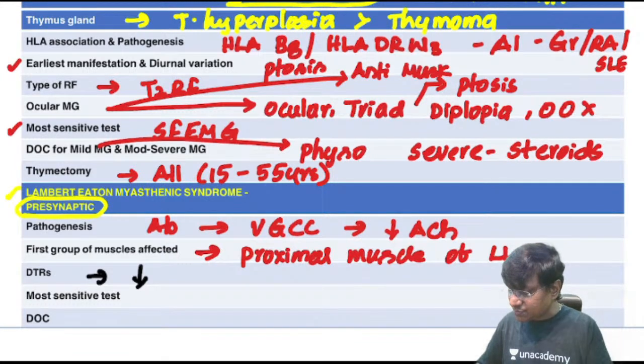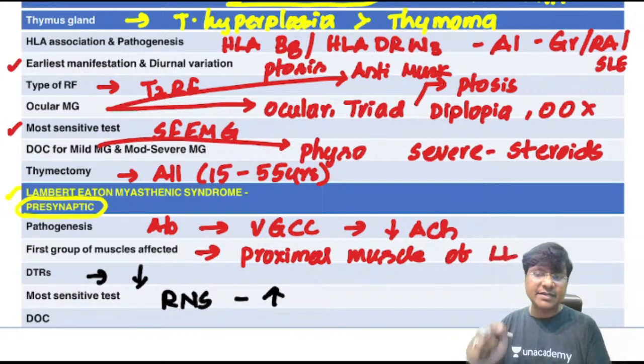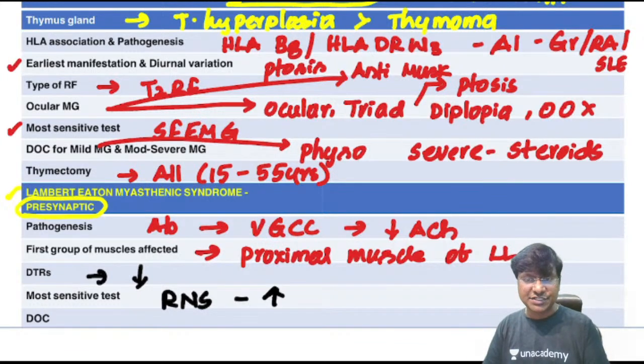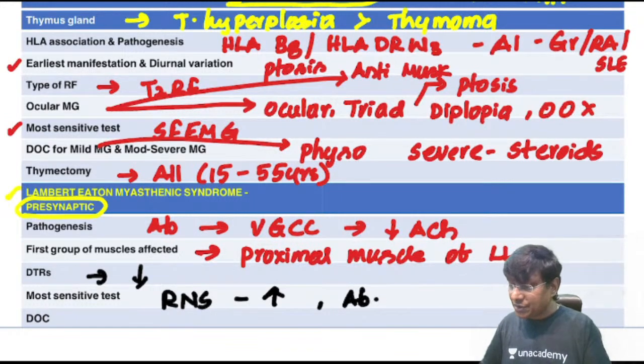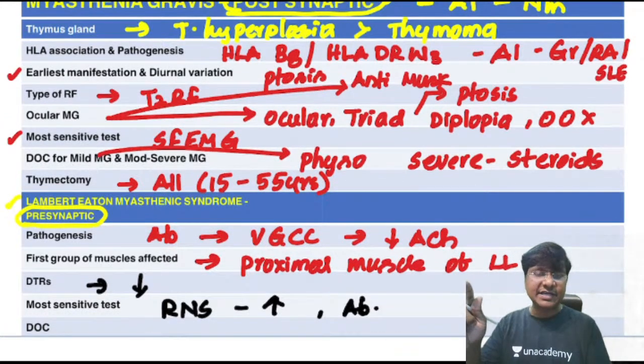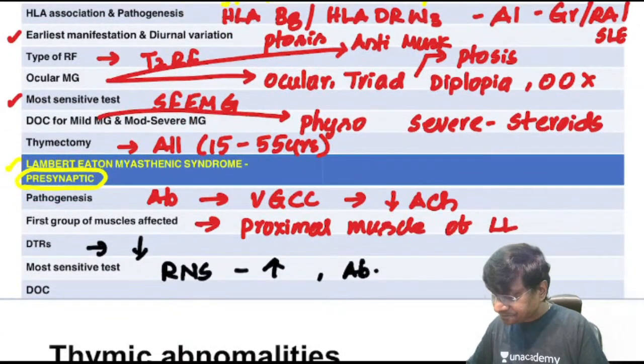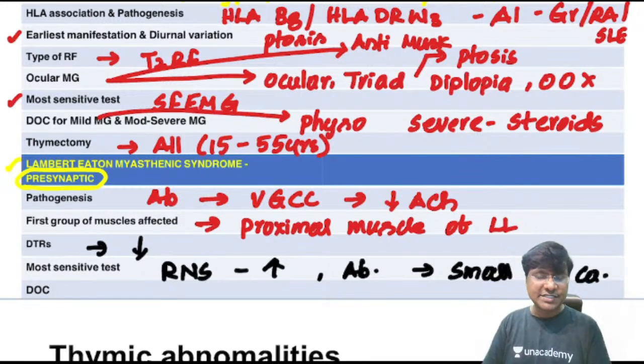The most sensitive test will be the repetitive nerve stimulation test. Now what is this? There will be an incremental response on repetitive nerve stimulation test. And the next is the antibodies which are formed against the voltage gated calcium channel. And what is the tumor? Myasthenia gravis is associated with thymic hyperplasia or thymoma, whereas Lambert-Eaton myasthenic syndrome is associated with small cell carcinoma of the lung, which is nothing but oat cell carcinoma.